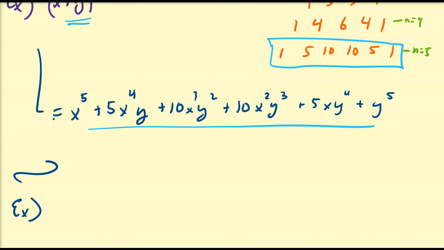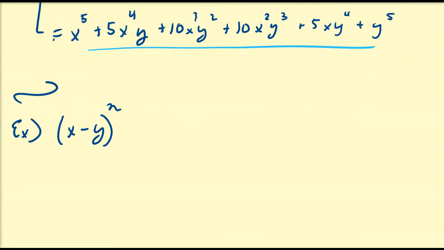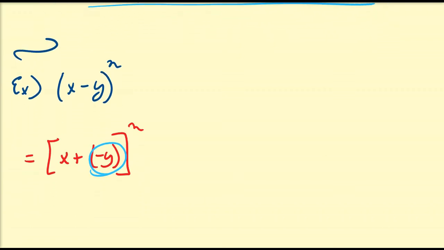So what if we want to expand something that is slightly different than this representation? Suppose we have (x minus y) to the power of n. So now we have a difference here. So no worries. We can rewrite this instead as (x plus negative y) to the power of n. So what we're going to do is replace y with negative y in our binomial expansion.